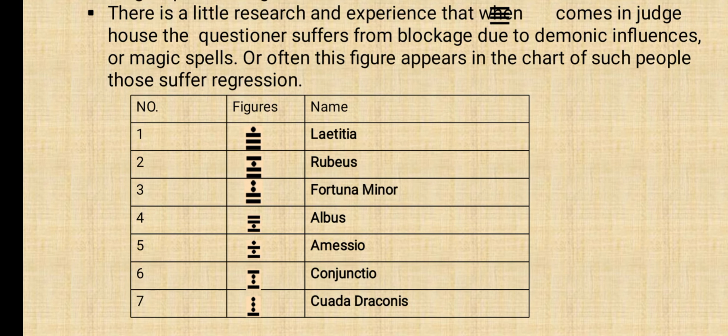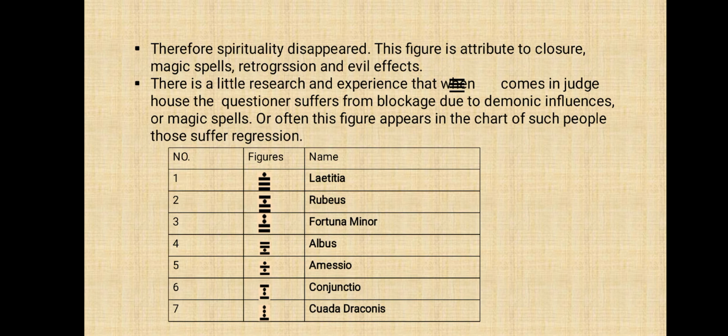The Laetitia is dot, then line, line, line. Rubius is line, dot, line, line. It is same as 1 0 0 0, 0 1 0 0. So you need to remember this sequence, and there's a shortcut formula for how to remember these figures. It is very easy. I will show you in the next slides about how to use it. So you must remember the names and the pictorial representation of the figures. Okay, it's very important.